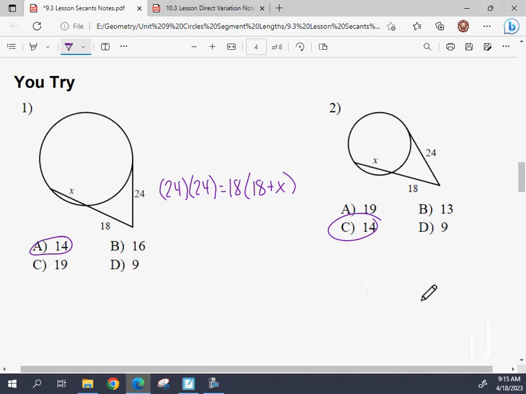So hopefully you got 14 for both of them. Unfortunately, I picked the same problem. It looks different, but they're the same numbers. So you should have the same setup for both problems, and you should get the same answer for both problems. One of them was A, one of them was C. So the answer choice letter was different, but the value is the same.